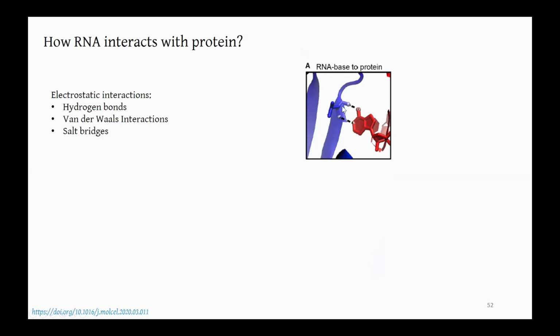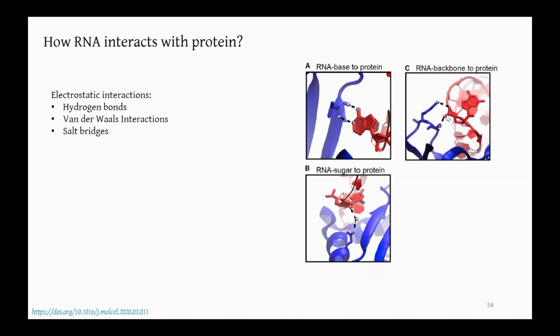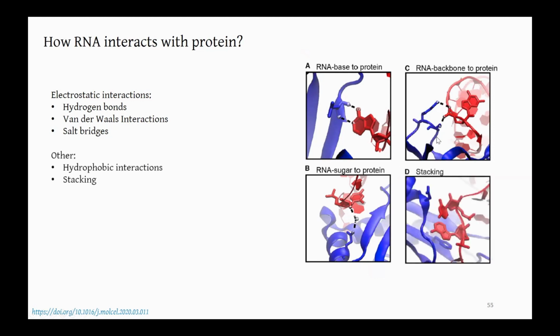Here you can see an example of an RNA base binding with a protein through 2 of those hydrogen bonds. And here a molecule of water forms hydrogen bonds with the sugar of the RNA and with a part of the protein. So those two are connected to each other. And here an example of the RNA backbone having again a hydrogen bond with the protein. Another type of interaction is hydrophobic interactions and stacking. Here you can see how the ring of RNA is stacking with the ring of the protein.